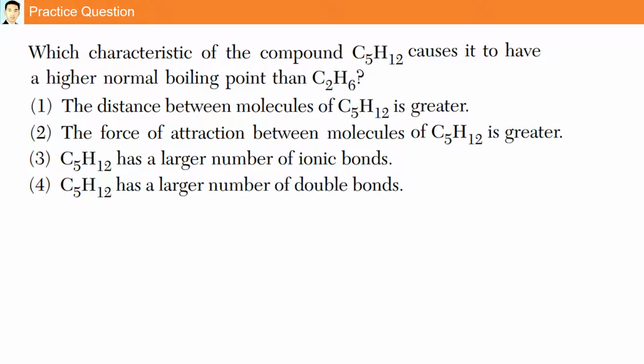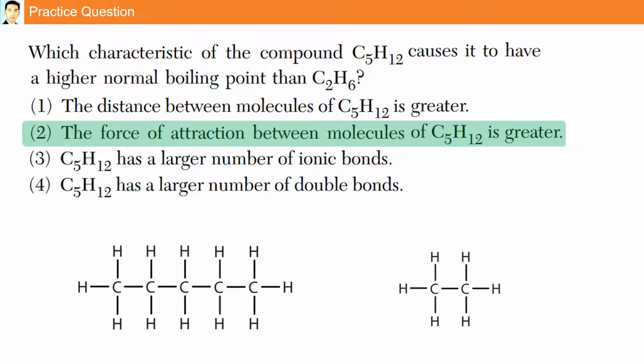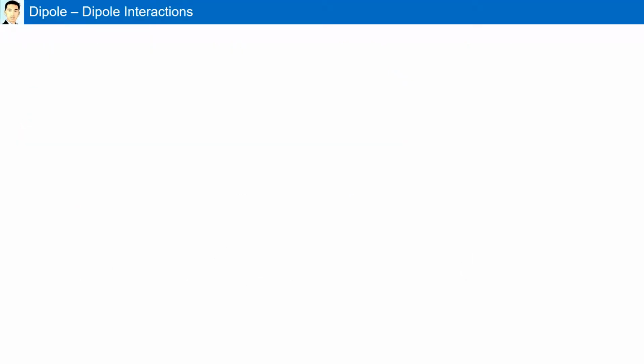Second practice question. Which characteristic of the compound C5H12 causes it to have a higher normal boiling point than C2H6? The force of attraction between the molecules of C5H12 is greater. C5H12 is a much larger molecule compared to C2H6. Therefore, it has a greater dispersion of the electrons in the molecule, so there will be greater dispersion forces between them. Dipole-dipole interactions.